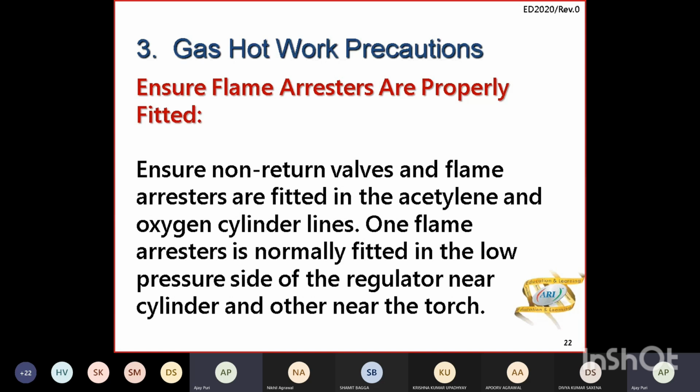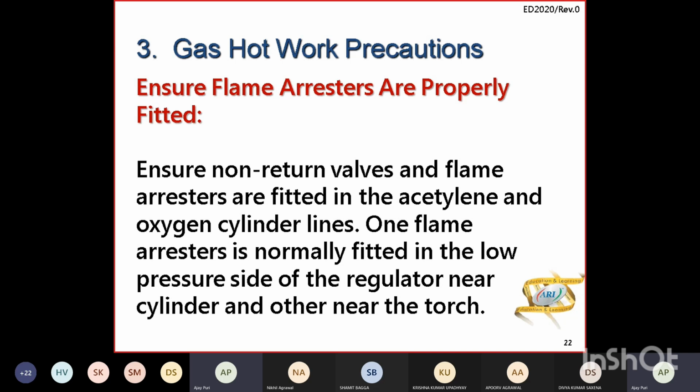Ensure flame arresters. See, there is a difference between a flame screen and a flame arrestor. A flame screen means a mesh which is basically not allowing the sparks or the flame to go through. That is the flame screen. Flame arresters are basically materials like ceramic which reduce the heat content of the flame, so the flame will not go out of that area. That is a flame arrestor.